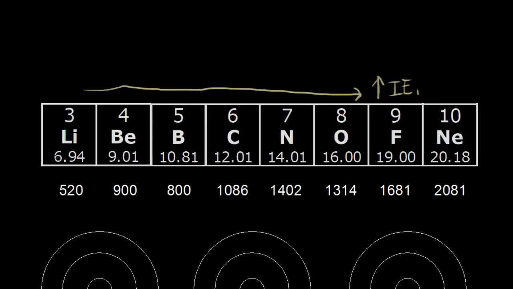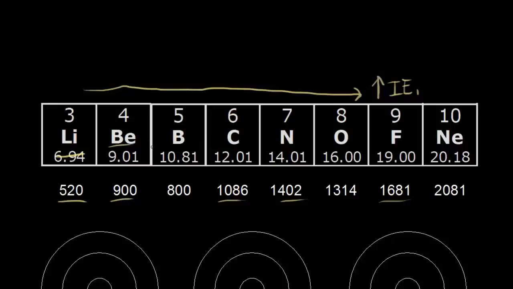So if we look at lithium, lithium has an ionization energy of positive 520 kilojoules per mole. And then we go to beryllium, and that number increases. You can see in general, the trend is to increase. So carbon increases from that, nitrogen increases from that, and you can see these numbers are getting bigger and bigger. There are a couple of exceptions to this general trend that we can see.